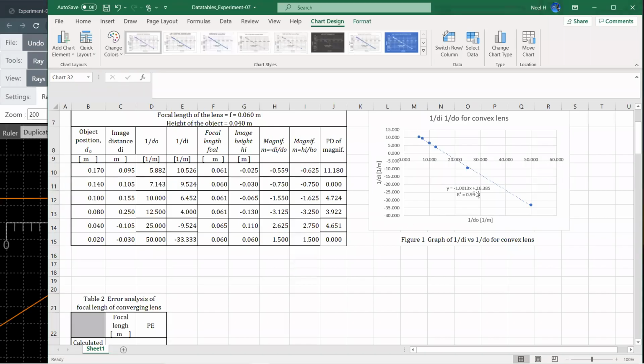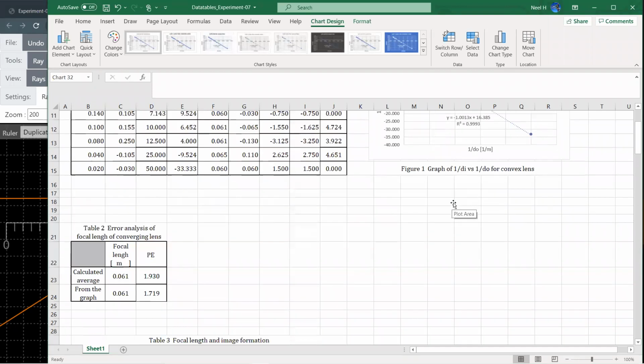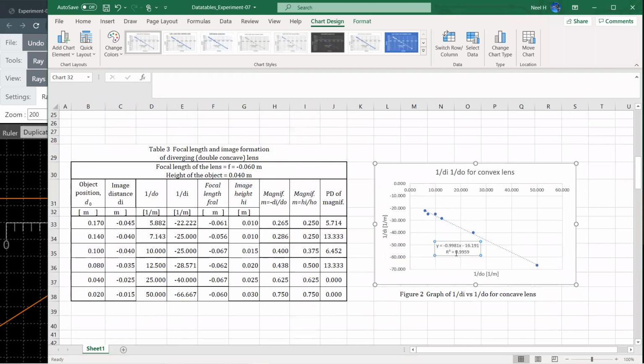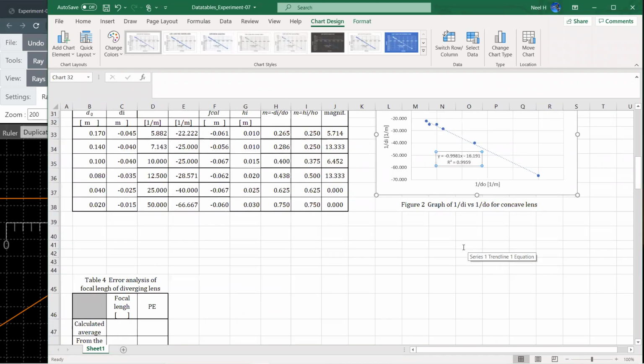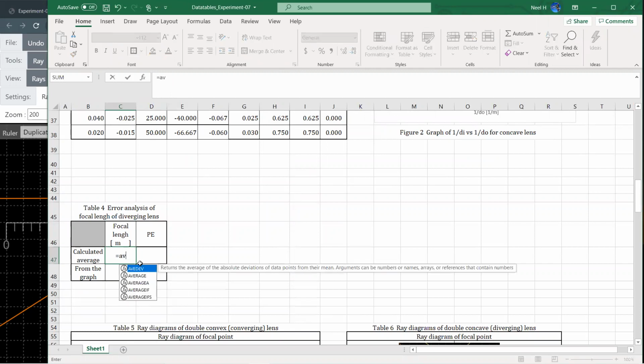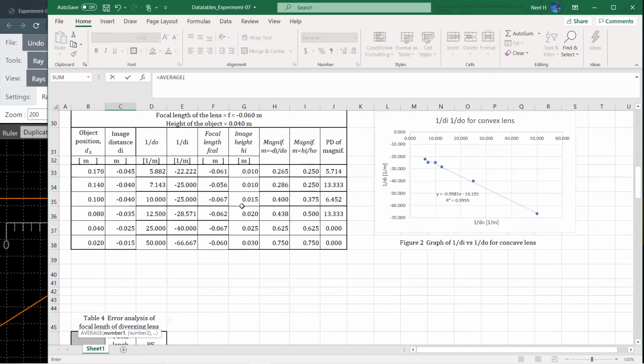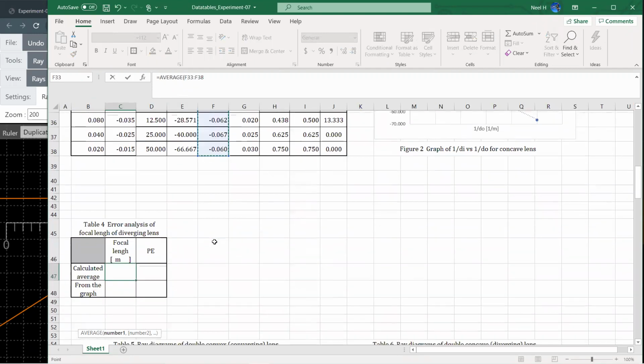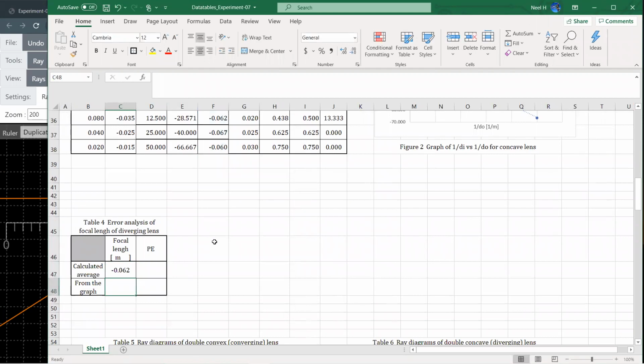You can see the focal point should be the inverse of the intercept. Earlier I got about 16.385 positive. Now I am getting negative because this should be a negative number, right? Focal point. So that's important. So let's do the focal point analysis. Average from the previous, equal average function. We calculated the focal point here, table 3. And then let's do the average of that. About good.